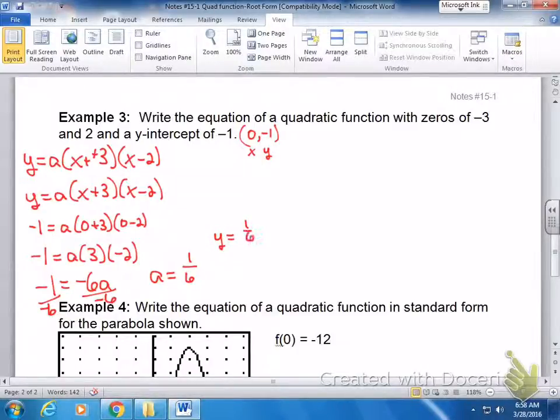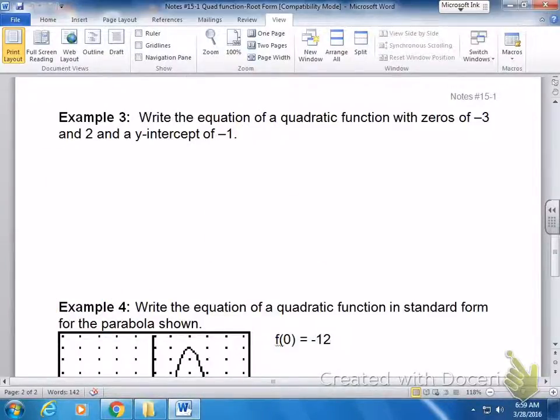y equals 1/6 times x plus 3, x minus 2. Now you may remember the order doesn't matter on these two factors. If you switch those, wrote it x minus 2, x plus 3, that's the exact same thing. So there's our answer. Now example number 4 changes things up just a little bit.